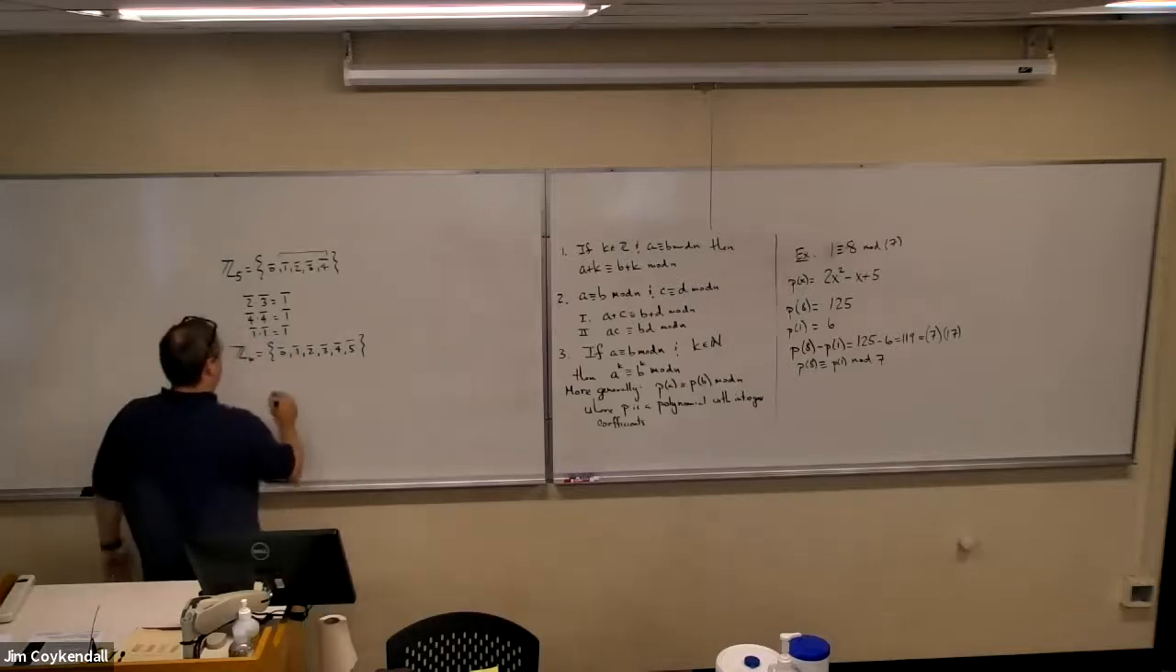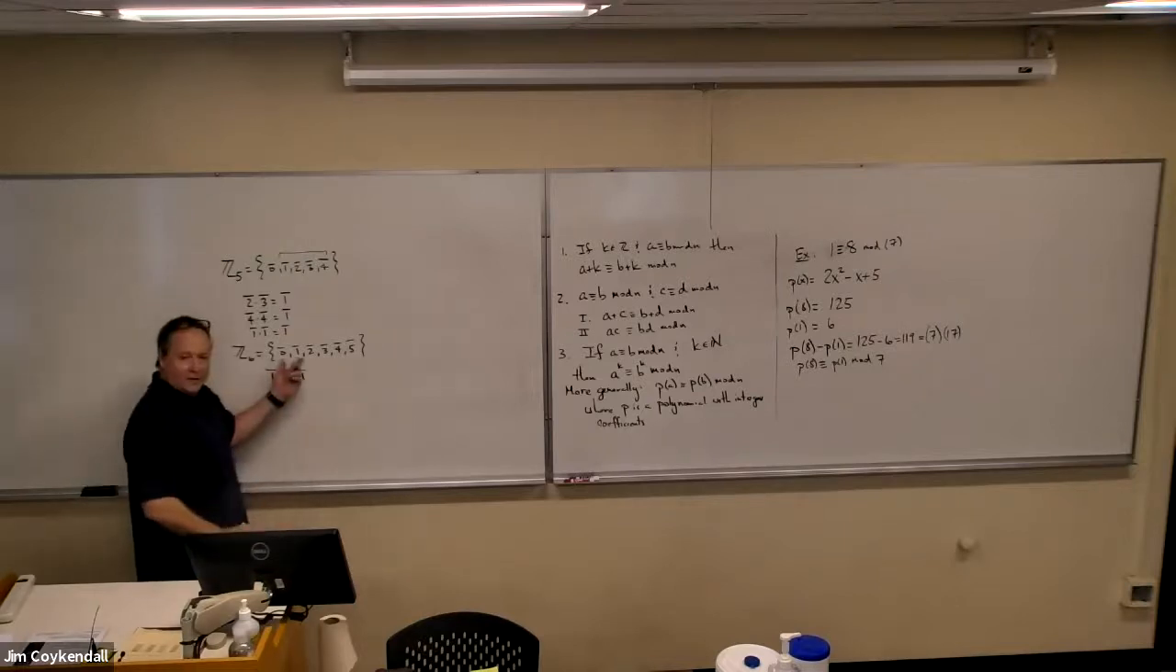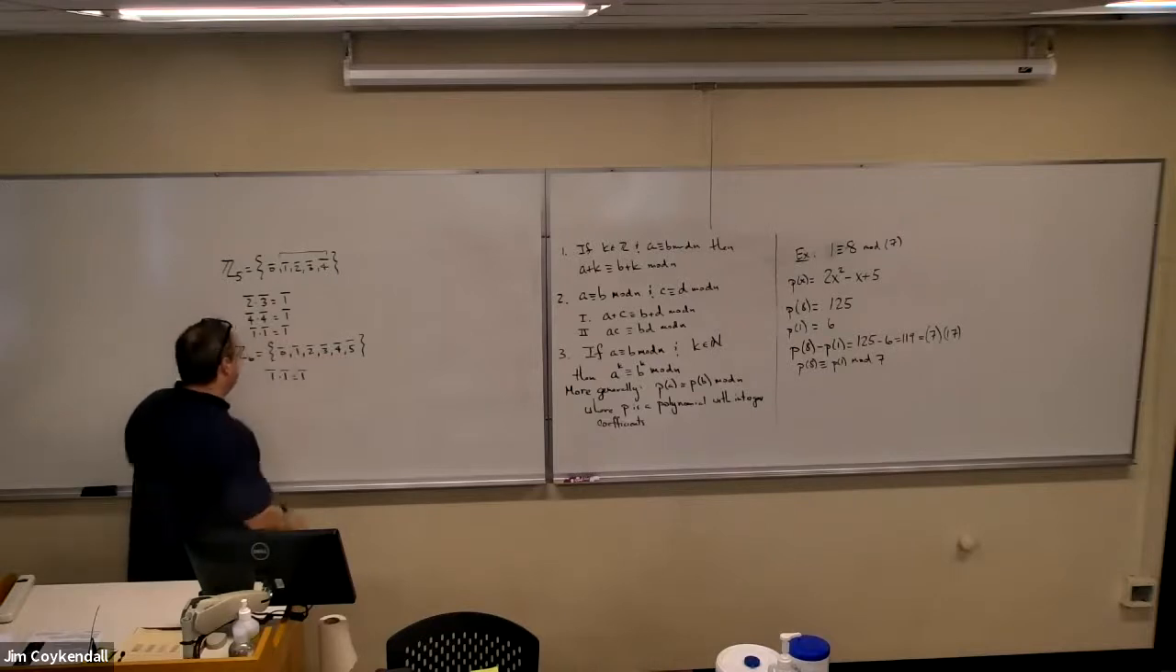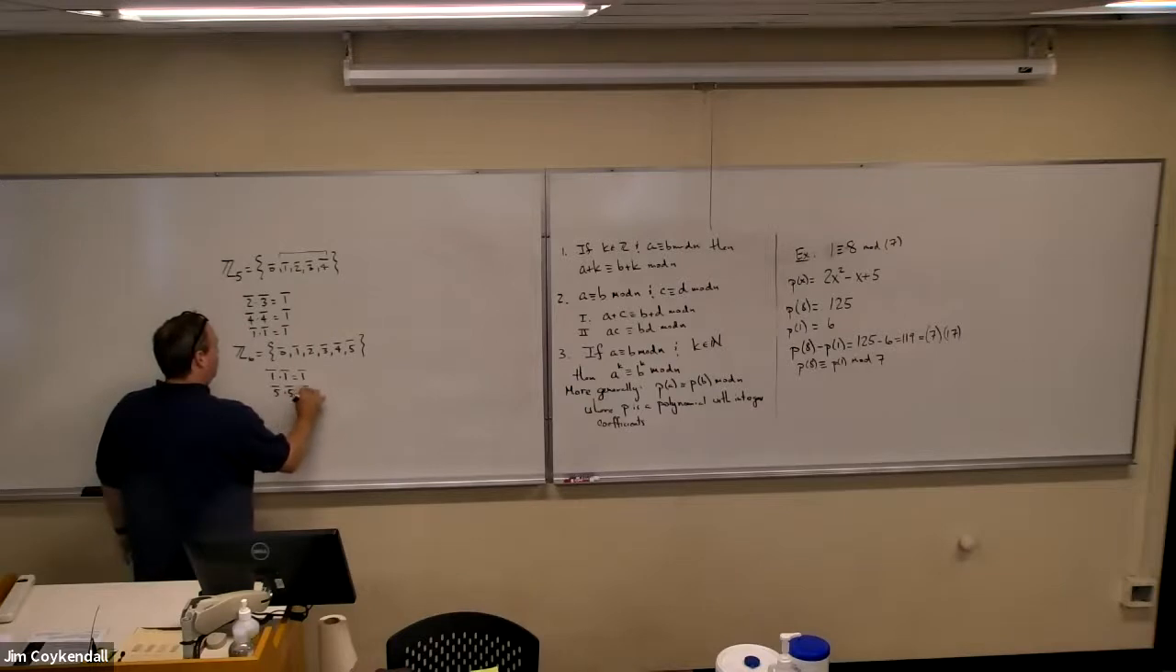Notice in this case, 1 bar times 1 bar is 1 bar. So 1 has an inverse, namely itself. 1 times anything is itself. 5 bar times 5 bar is 25 bar, which is 1 bar.